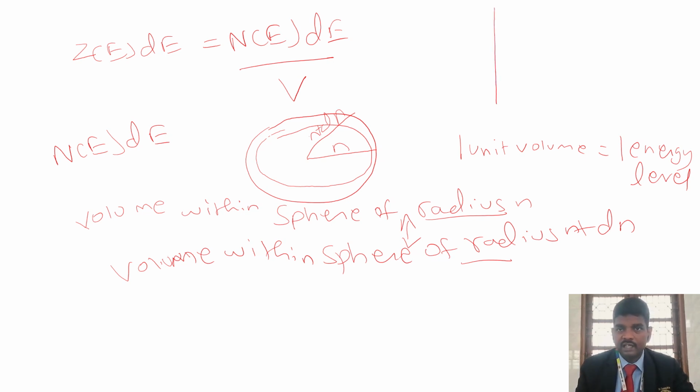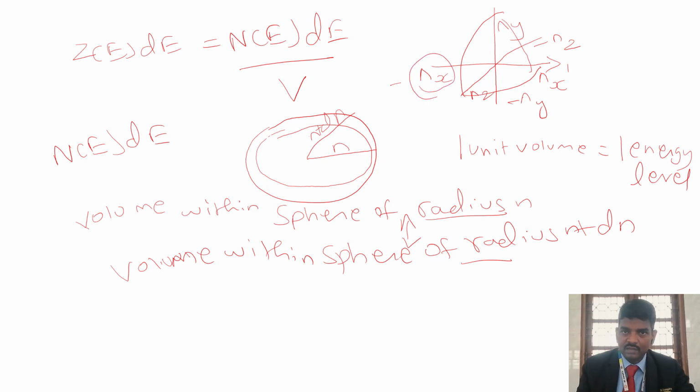But we cannot take the whole volume, because we know nx, and definitely this will include minus nx, and this is ny, and definitely this will include minus ny. We need only one octant, because only in one octant all three values will be positive. This n is the principal quantum number, which cannot be negative. It should be a positive integer. Only 1/8 of the whole sphere has all three values x, y, z positive, since it is a three-dimensional object. So we can take 1/8 of the volume in order to calculate the number of energy levels.